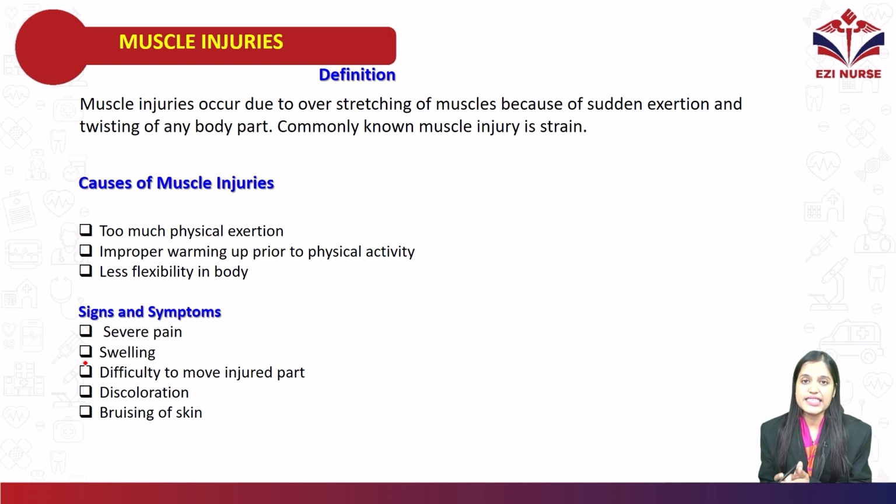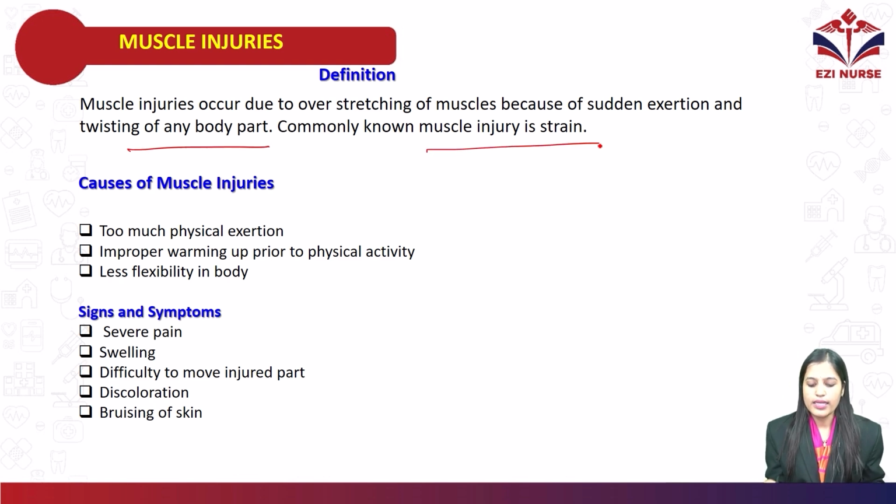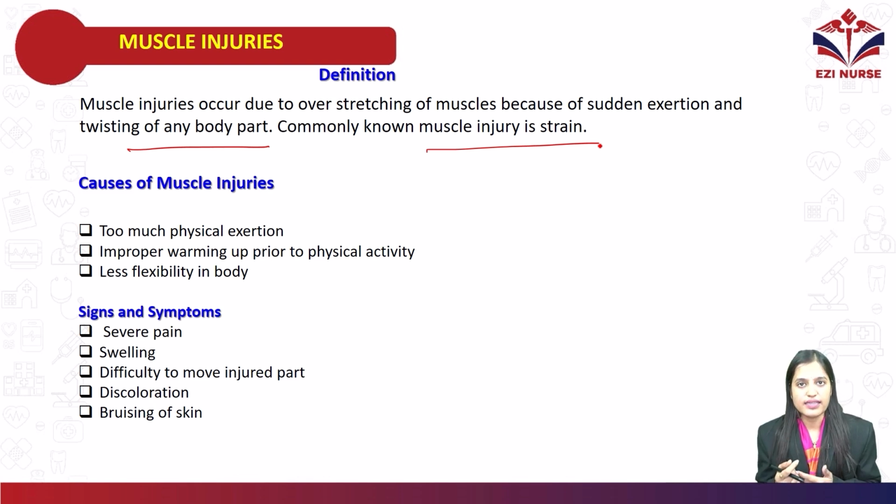So what do muscle injuries mean? Muscle injuries occur due to severe stretching of muscles, because of sudden exertion and twisting of any part of the body. That is called muscle injury. If you do excessive stretching of the muscle, you will get pain over the muscle, then swelling will be there. When you do excessive exercise also, sometimes muscle injuries may happen.